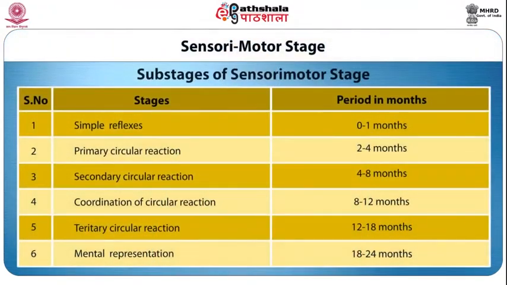Piaget observed his own children and found drastic advances in their thinking skills every day in general and in their first 2 years in particular. Hence, he divided this stage into 6 substages as shown to you in this slide, and each of these substages would be explained to you in detail. The first stage is simple reflexes.